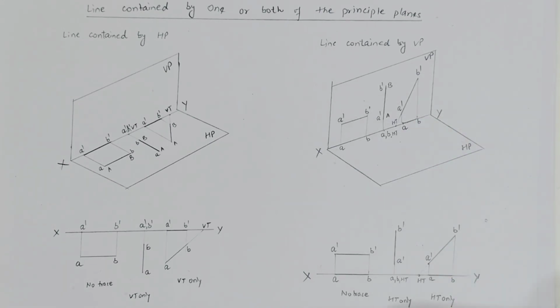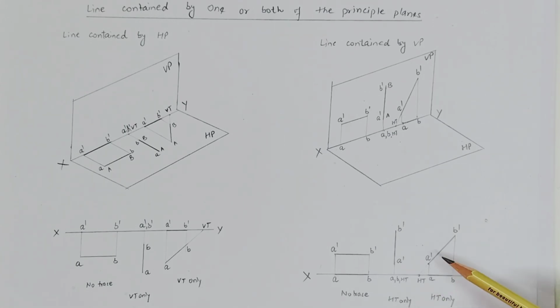Same we are representing over here: reference line XY, A dash B dash is the front view, AB is the top view. There is no intersection of these projections with the reference line, so there is no trace at all. In the second case, B dash A dash is the front view of the line. When we extend this line, it will intersect here. So here is a horizontal trace, only a horizontal trace, no vertical trace.